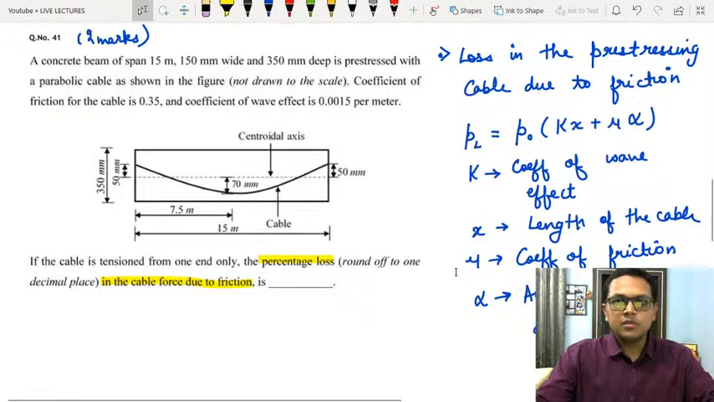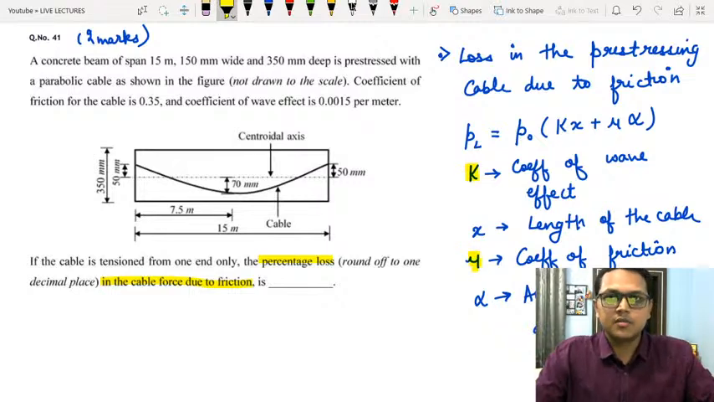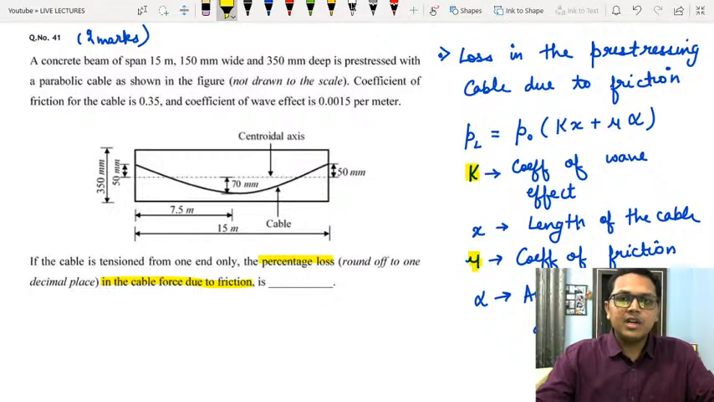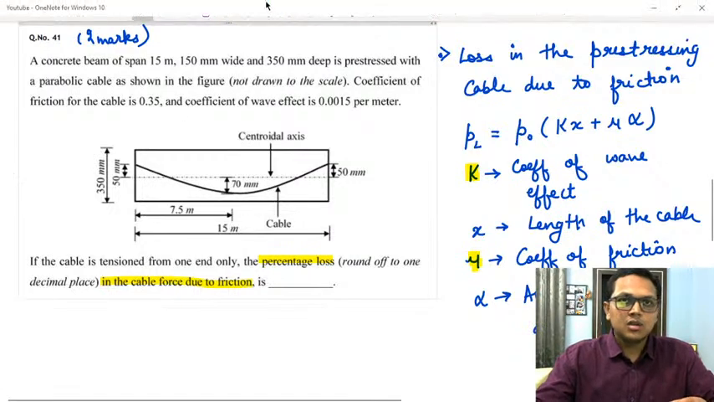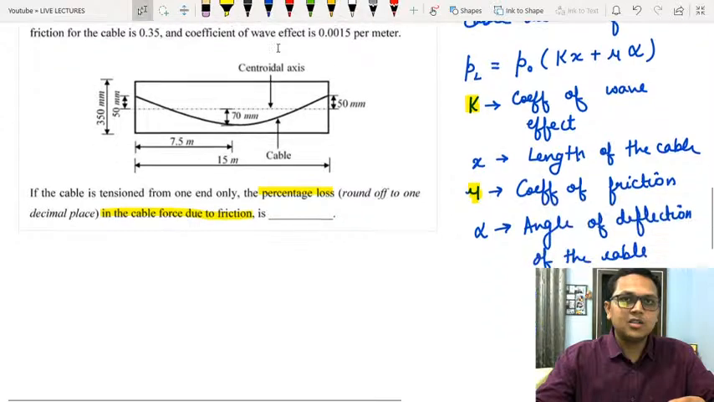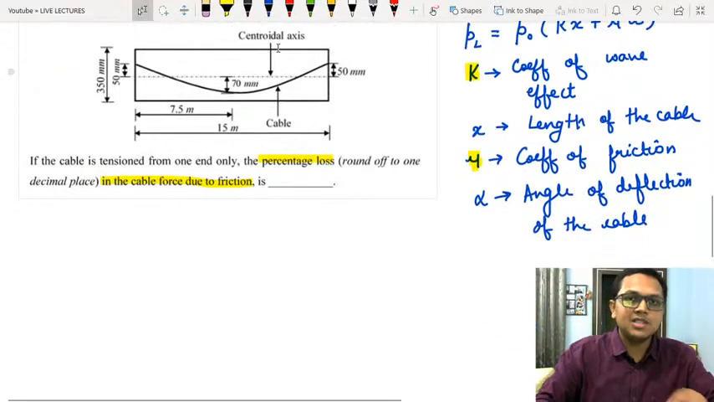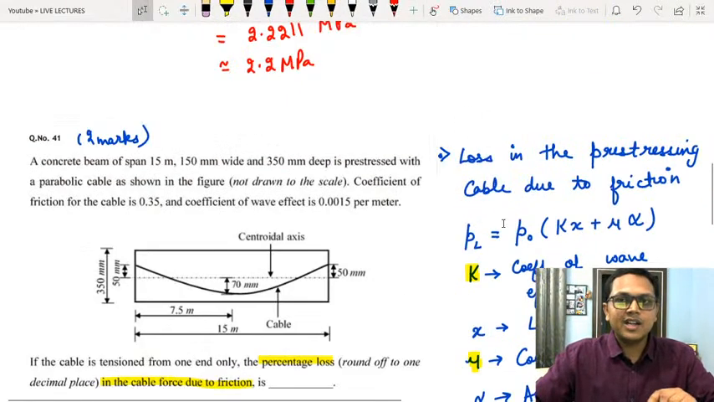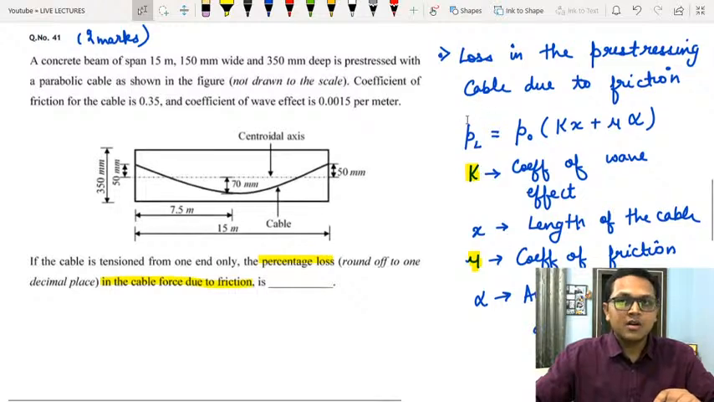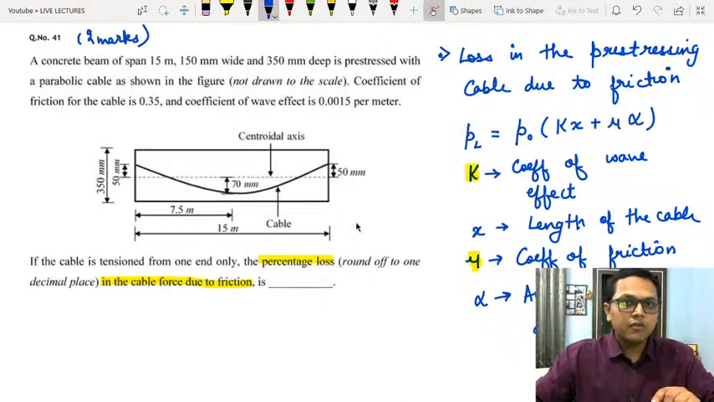So the values of K and mu have already been given in the question, and we need to find the percentage loss. So what is the percentage loss? How will you calculate the percentage loss? Over here we are getting the loss. PL is the loss in the pre-stressing. It is not the percentage loss. What we need to calculate is the percentage loss.